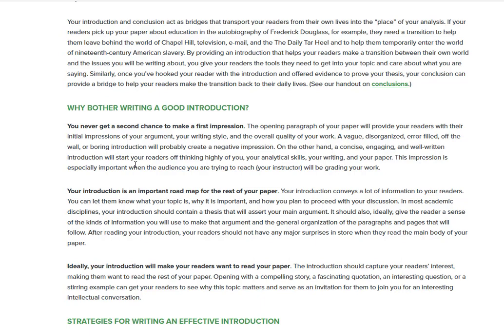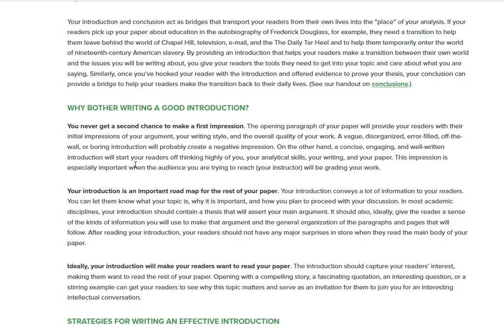In most academic disciplines, your introduction should contain a thesis statement that will assert your main argument. It should also ideally give the reader a sense of the kinds of information you will use to make that argument and the general organization of the paragraphs and pages that will follow. After reading your introduction, your readers should not have any surprises in store when they read the main body of your paper.